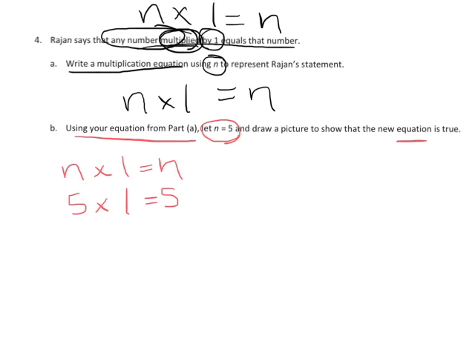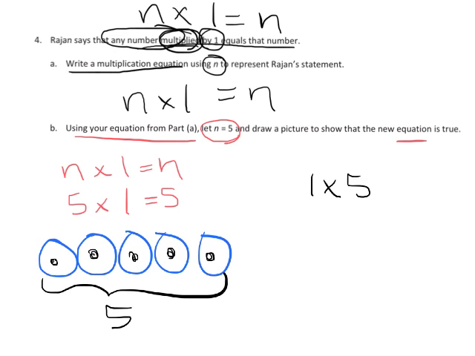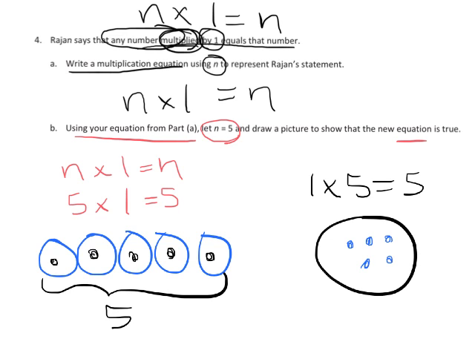Let's do 5 groups of 1. So 1, 2, 3, 4, 5. 5 groups of 1, and sure enough, 5 groups of 1 is 5. Another way we could have called it is one group of 5. Using the commutative property, we could have said one group of 5 like this, in which case it would be one group with 5 in it. And in either case, it shows that the equation is true.